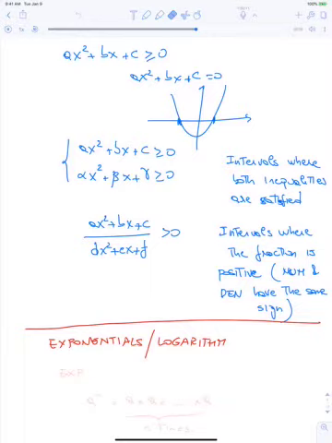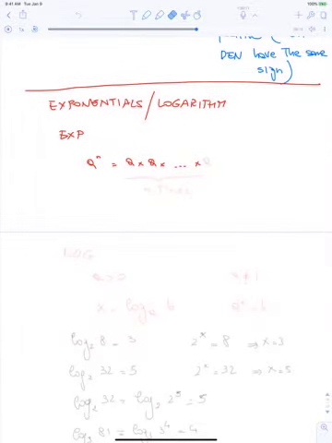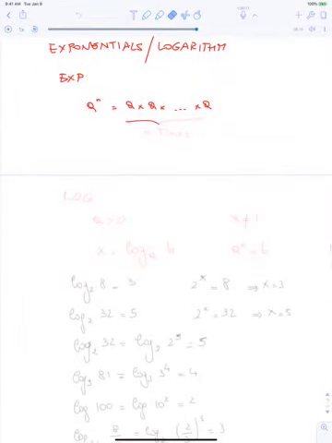Okay, let's recap the definition of exponential. A power n is equal to a times a times a, n times. Correct? So now we're gonna introduce the definition of logarithm, we're going to assume that a is positive.